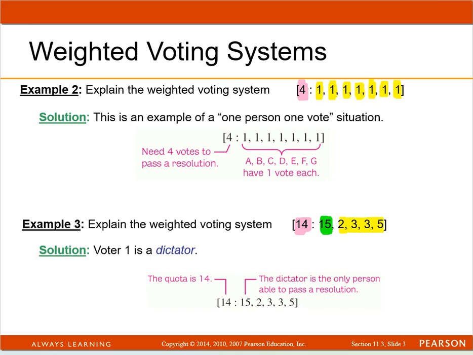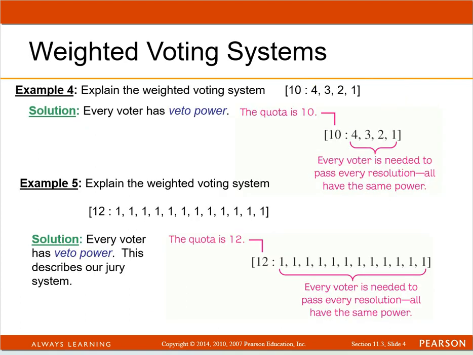Those 4 people can't make anything happen as a group. The very first voter has 15 votes. He makes everything happen. So basically, you either agree with him or you don't. And they call him a dictator. And then the next situation, another situation is veto power.